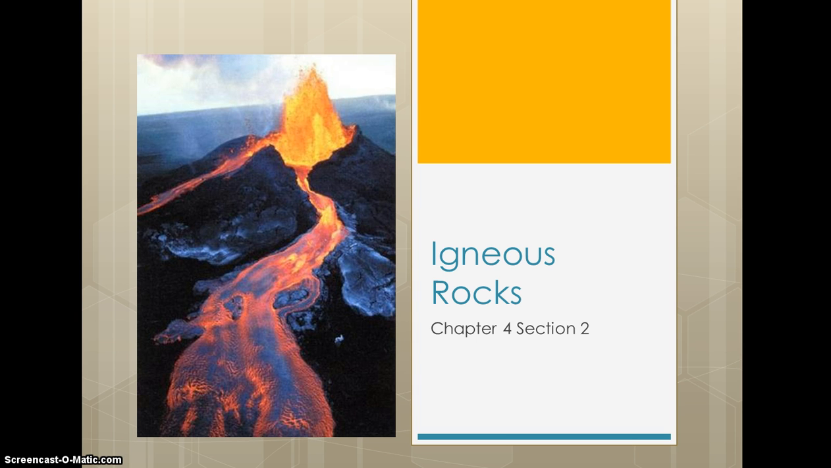So we have a picture here of a volcano that's on the left side. The reason that's there is because igneous rocks are formed from lava or magma that cools. Now, the difference between magma and lava: magma's underground, lava's above ground. That is it. That is the only difference between them. They are both melted rock.